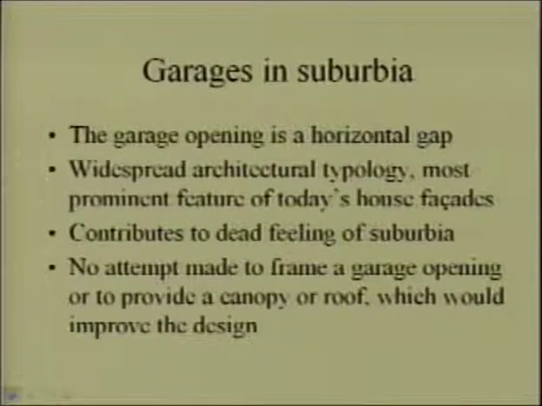The last example I want to discuss of a horizontal typology is the garage in suburbia. Ever since Le Corbusier's houses, we have put the garage opening as the principal feature of our housing facades, because we want to drive up to it and have the garage open. Because of the shape of the car, the garage opening is a huge horizontal gap that is much more prominent than a front door, which is hardly ever used, or the windows in our house. So driving around suburbia, you're faced with hundreds and hundreds of horizontal garage openings, and these contribute to the deadening feeling of being in suburbia. There's no attempt ever made to frame the garage opening or to provide a canopy or a roof which would improve the design. And how do you want to improve the design?